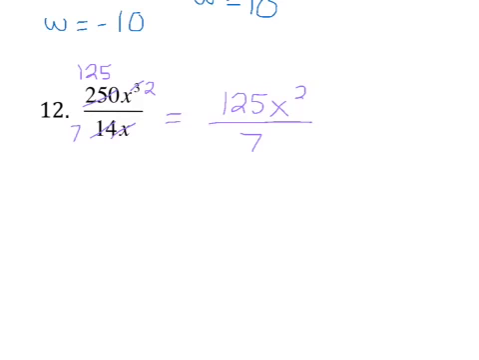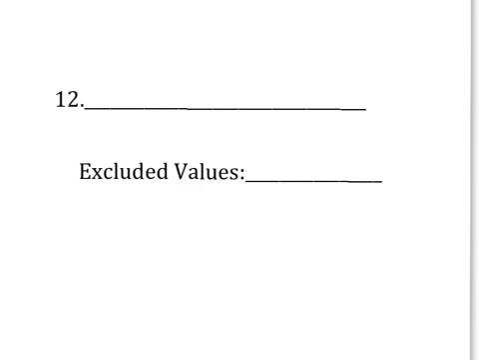So now going back to excluded values, we want to take the denominator and set it equal to 0. So we end up with x equals 0 as our excluded value. So in the answer column, we have 125x squared over 7, and our excluded value is 0.